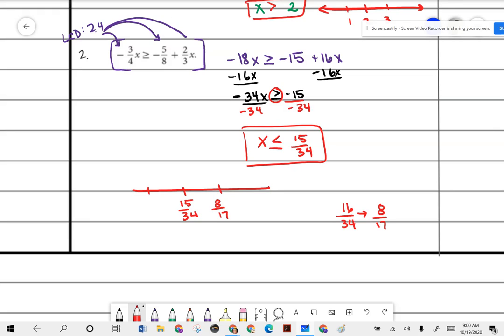And then if I were to go to the left, well, the left is going to be 14 over 34. But if I were to reduce that by 2, that's also going to give me 17, or 7 over 17. So we're going to go 7 over 17. So now I have my 3 numbers on my number line. This is going to be a closed circle at 15 over 34, and it is going to the left. So with that, in interval notation, the smallest number is negative infinity, and it stops at 15 over 34. Negative infinity has a parenthesis, and 15 over 34 has a bracket.